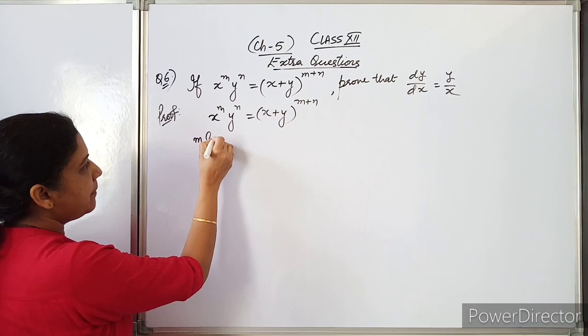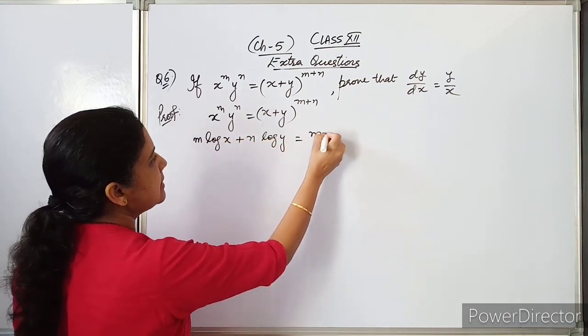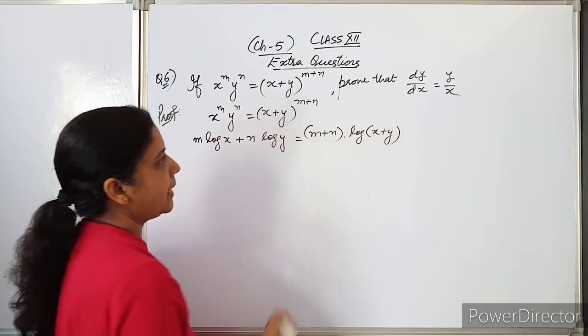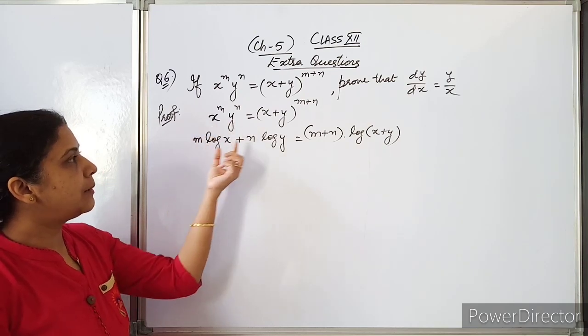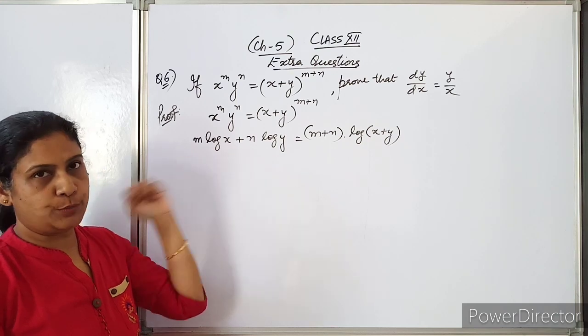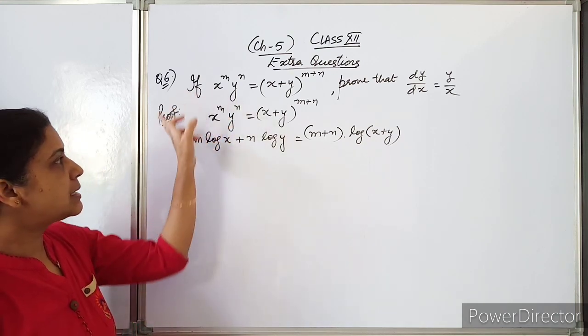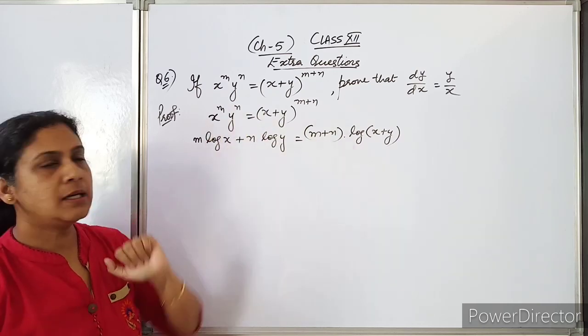So it is m log x plus n log y is equal to (m plus n) into log (x plus y). I have again used the properties of log. Log m into n is log m plus log n. So multiplication opens up into addition. And another property, log x raised to power m is m log x. So power comes in front. So that has been applied throughout.